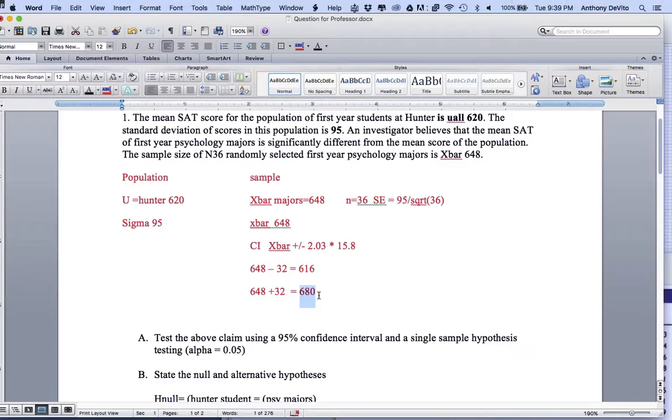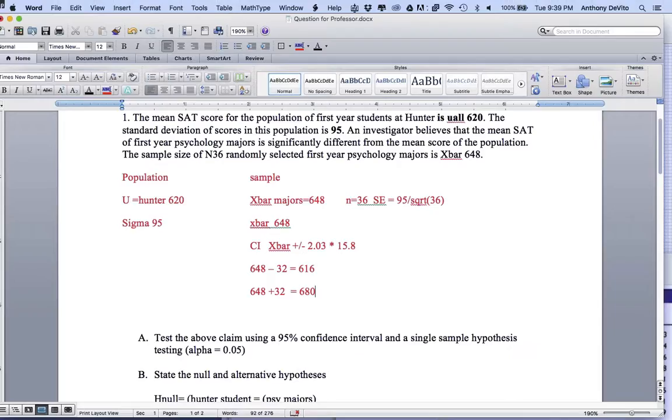We're 95% certain it's between those two for the psych majors. Can I say with 95% certainty that it's different than the whole population, which is 620? Well, no, I can't, can I? Because it could be 620. 620 is within our confidence interval. It's not outside the range that we're 95% certain on. So this is a simple way that we might apply the confidence interval.